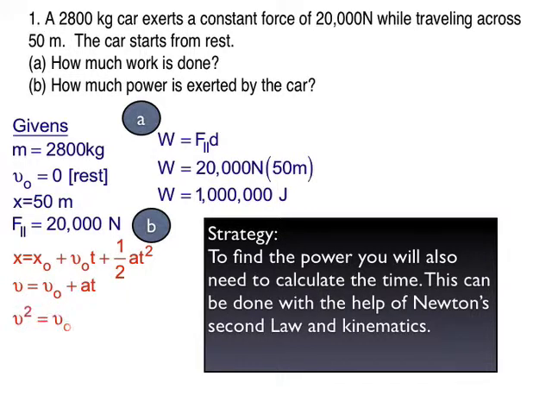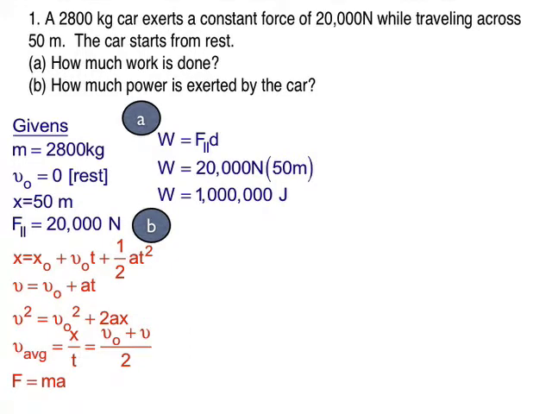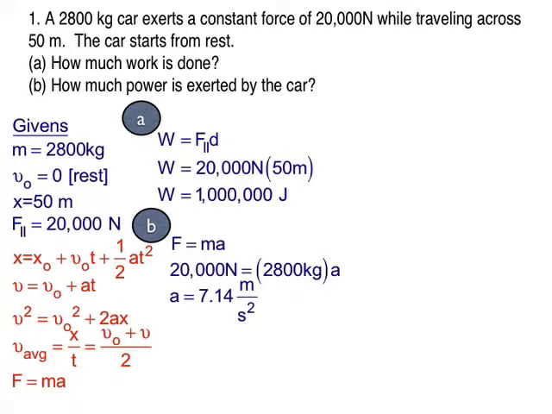So kinematics. These were my old kinematics equations. And Newton's second law. So when I'm looking at this, I'm thinking, alright, I need to find the time. To find the time, I really need the final velocity. But to find the final velocity, I've got to find an acceleration. So that's where the use of Newton's second law comes in. So I'm going to use F equals ma to find the acceleration. So 20,000 is equal to 2,800 times a, and that gives me 7.14. There are a few more decimals I'm not showing for the sake of space. But 7.14 meters per second squared is the acceleration.